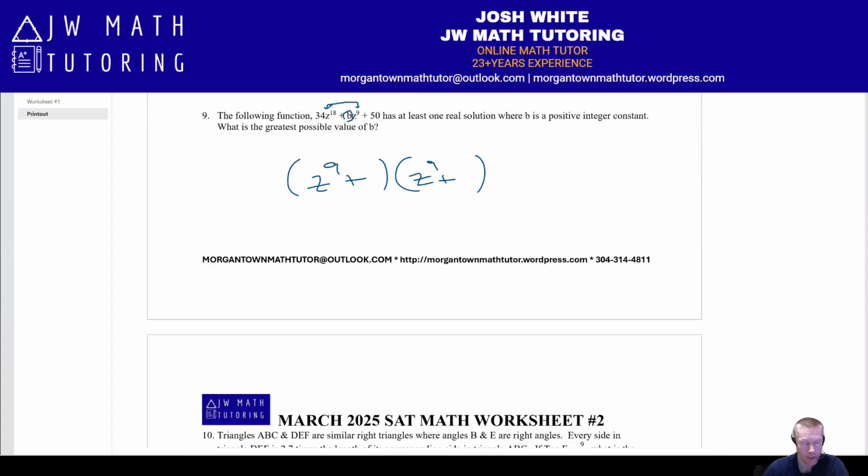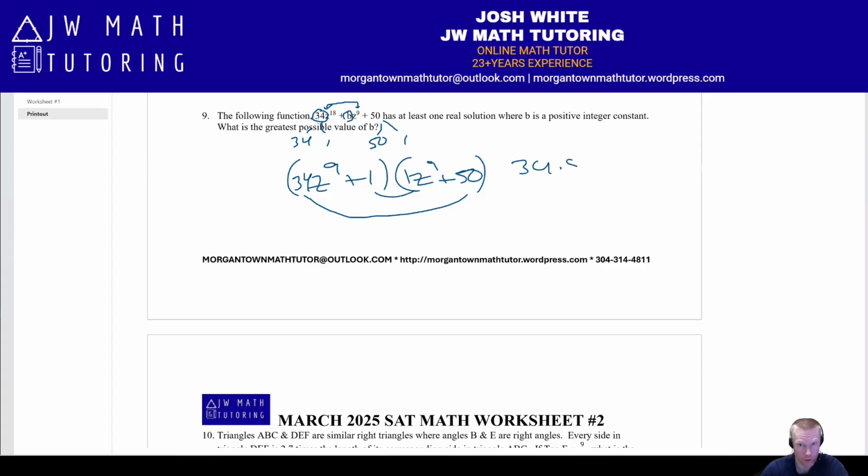So the way that you get the greatest possible value of b is you take the a value and split it up as just the number times 1. So you put, say, 34 out here and 1 here. And you do the same with the c value, splitting it up into 50 times 1. And you make sure you put the 50 such that it will multiply by the a value and the two ones will multiply together. That's how you get the maximum value for this problem.